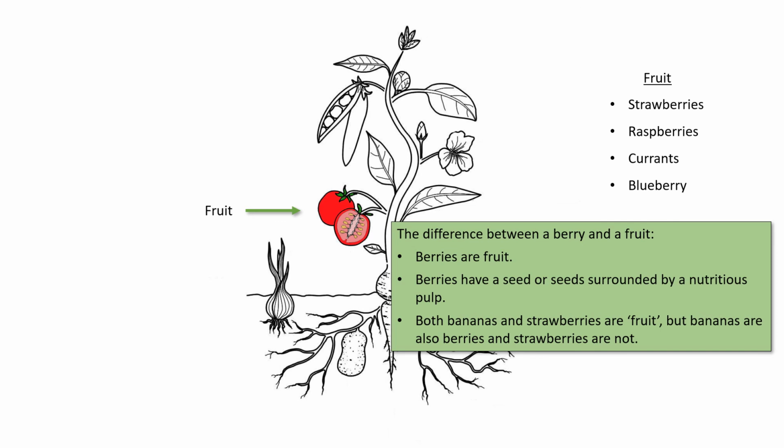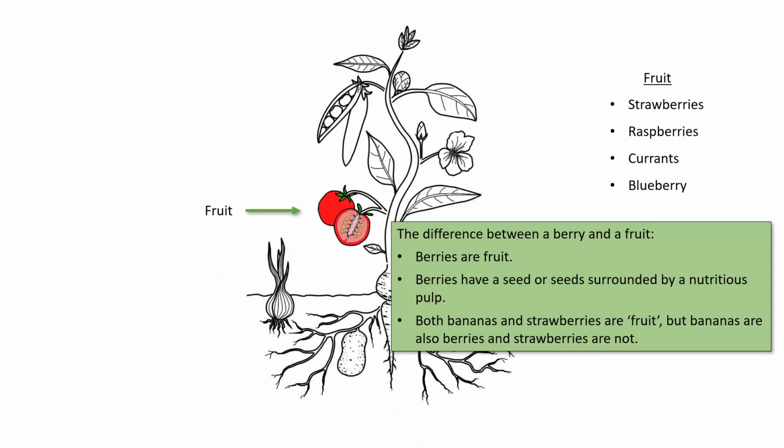If you think about a tomato, when you think about a grape or a blueberry, the seed is on the inside, surrounded by this very nutritious, flavorful pulp. And that's what makes that type of fruit a berry. So both bananas and strawberries are fruit, but bananas are also berries. Strawberries are not. If you take a look at strawberries, the seeds are on the outside, which means they're not technically a berry.